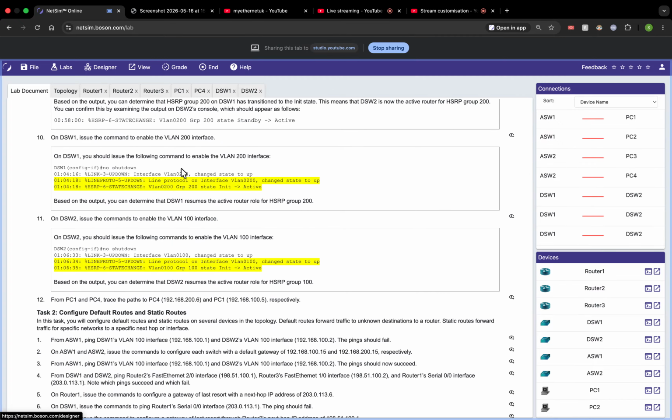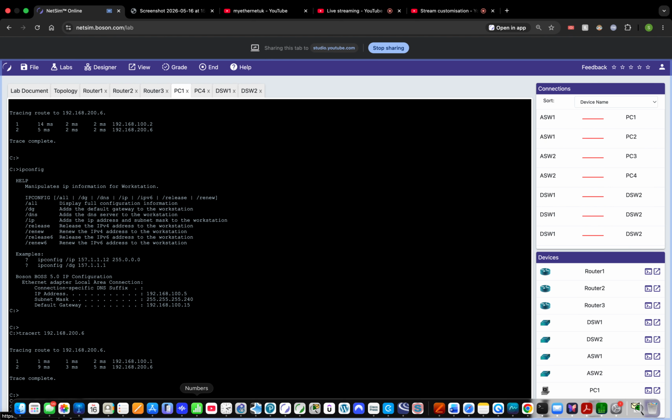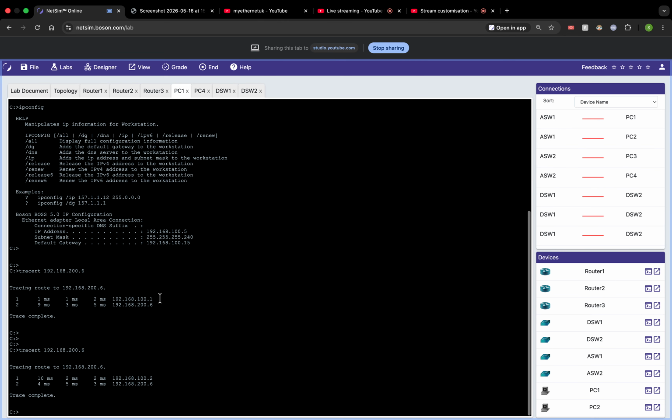Okay, so DSW1 should be restored now. It should have its job back as the active. Yeah, so it's got its job back. So yay for DSW1, it's got its job back. It's the active router again. On DSW2, we're going to enable the VLAN 100 interface.